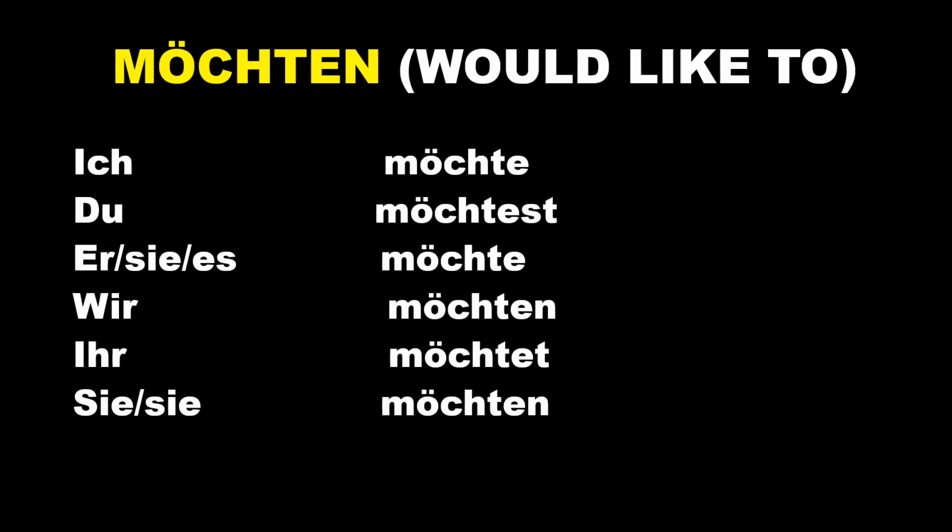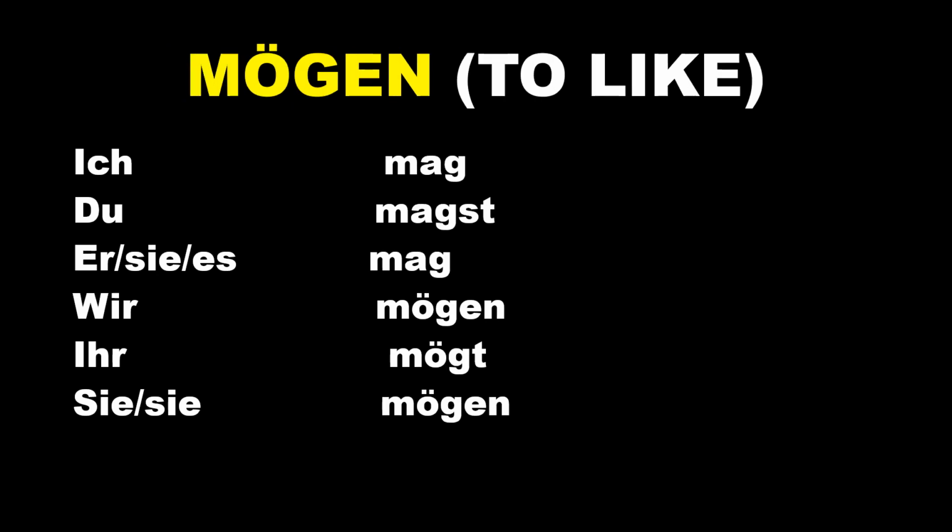Let's go ahead. MÖGEN. Now, how to conjugate the verb MÖGEN? Actual modal verb, which means in English to like. Ich mag, du magst, sie es mag, wir mögen, ihr mögt, sie mögen. Once again, along with me. Ich mag, du magst, sie es mag, wir mögen, ihr mögt, sie mögen. That is how we conjugate the verb mögen, which is the present tense of the verb MÖCHTEN.